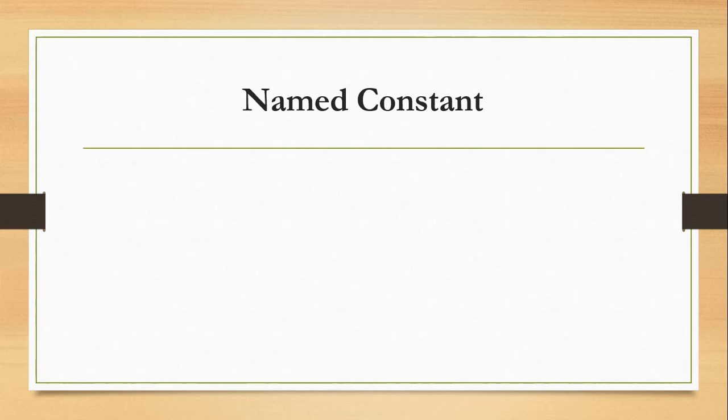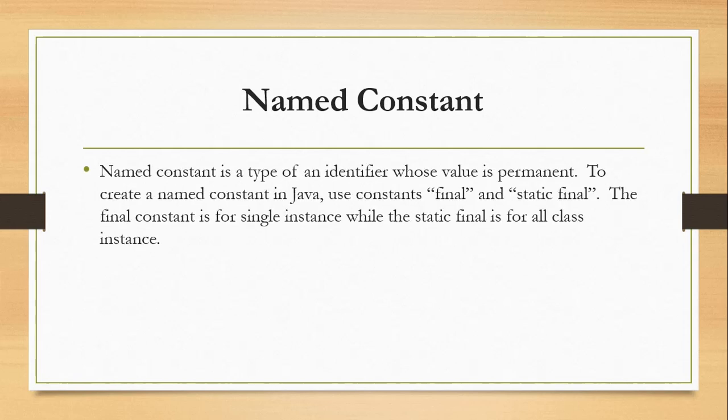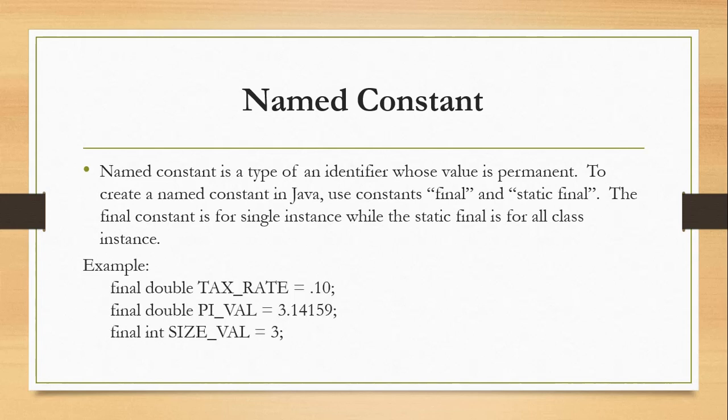Named constant. In Java, a named constant is a type of identifier whose value is permanent. To create a named constant in Java, we use the keywords final and static final. The final constant is for a single instance, while the static final is for all class instances.